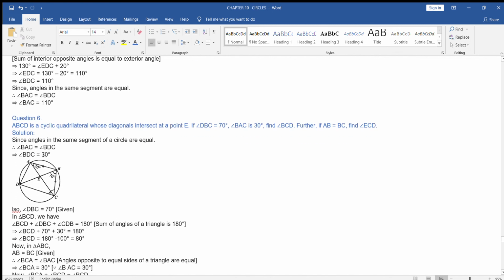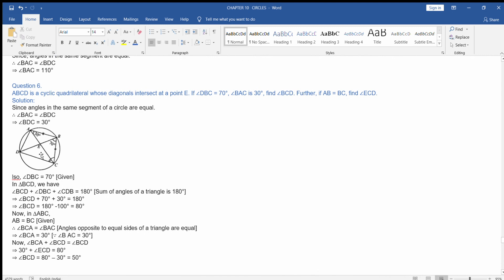Now question number 6. What is question number 6? This one is a cyclic quadrilateral. The diagonals intersect at E. This one is 30, given to you. We have to find out BCD, and what is given to us is that AB equals BC, and we have to find out ECD also. The question looks a little bit typical.